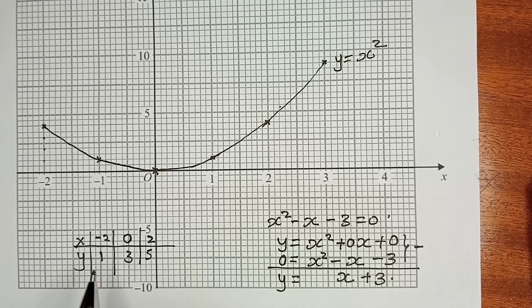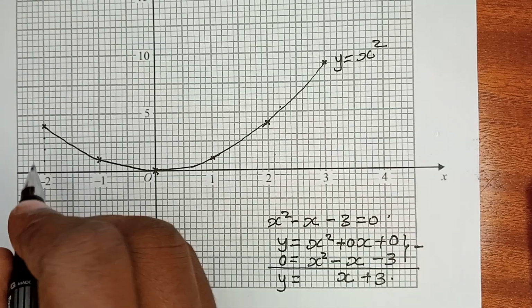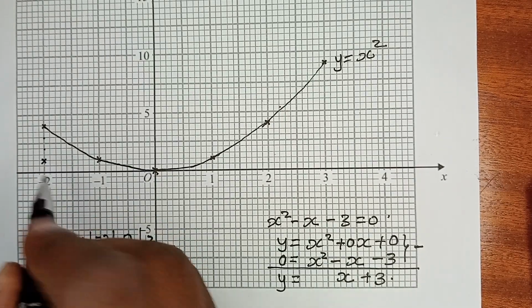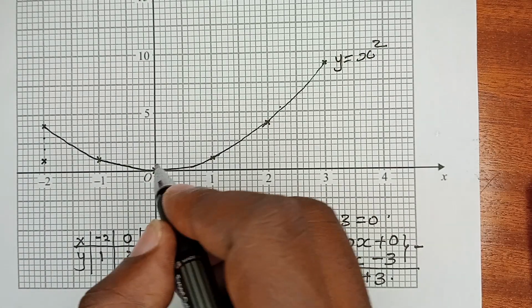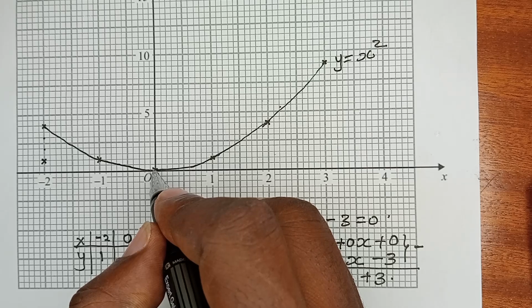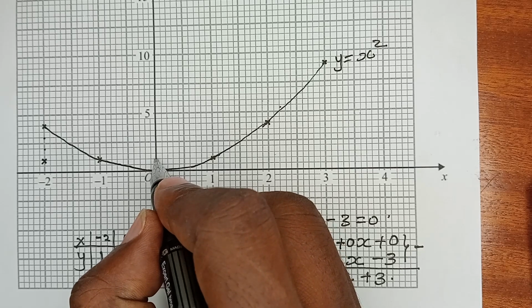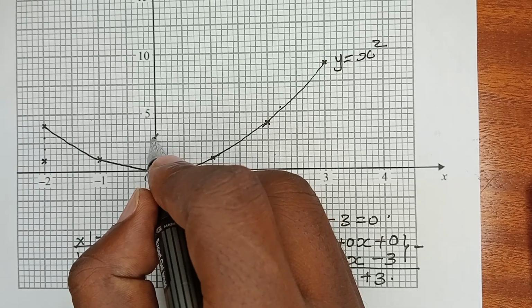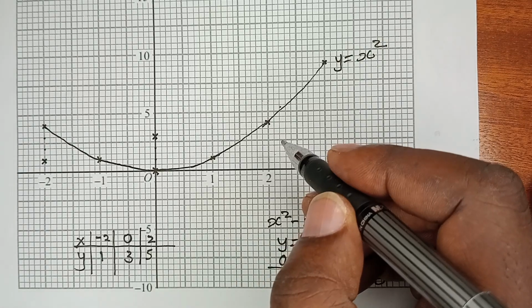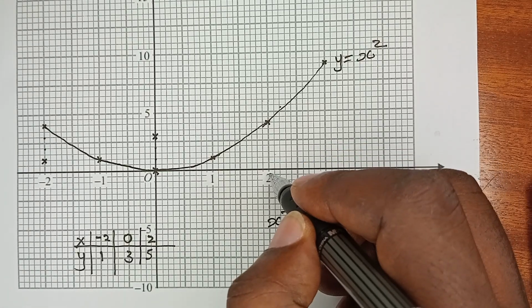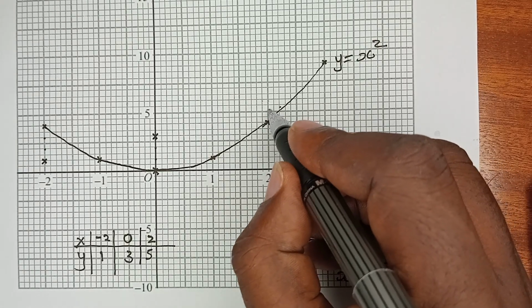Okay, let us now take these points and plot them on the graph. When x is negative 2, y is 1. We realize that y is 1. When x is 0, y is 3. And where is 3? This is 1, this is 2, and this is 3. y is 3. When x is, let's say, 2, y is 5. Where is 5? This is 5.